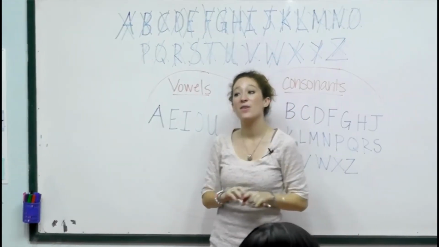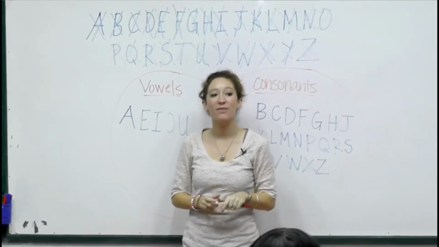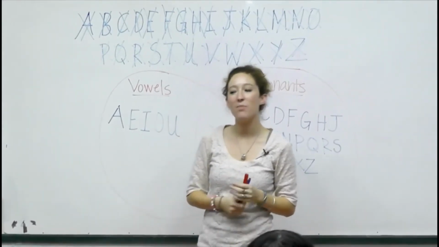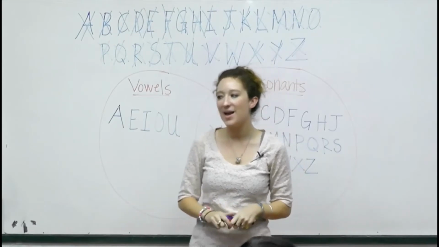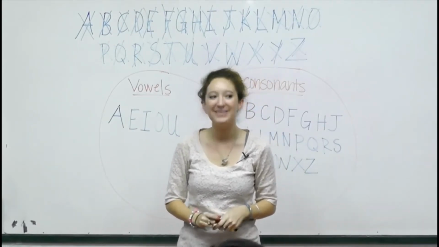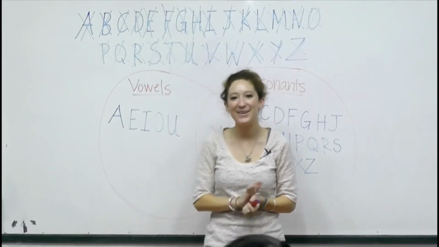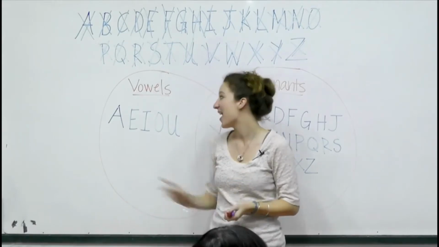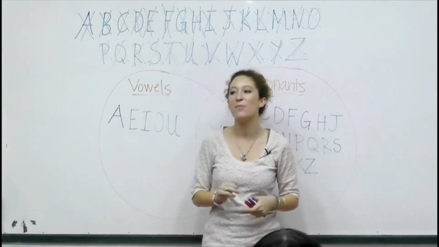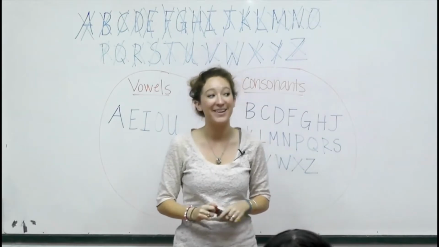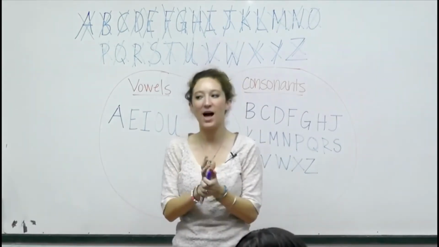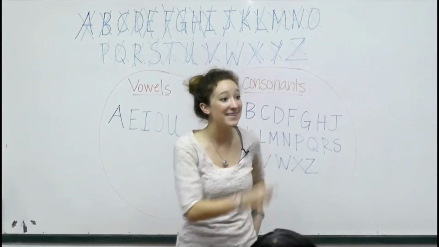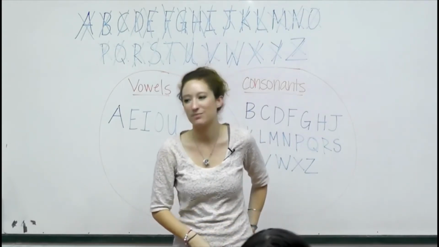The vowels of the alphabet, I know them all by name. A, E, I, O, U, A, E, I, O, U, A, E, I, O, U, I know them all by name.